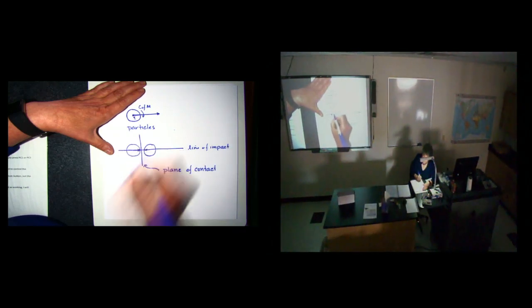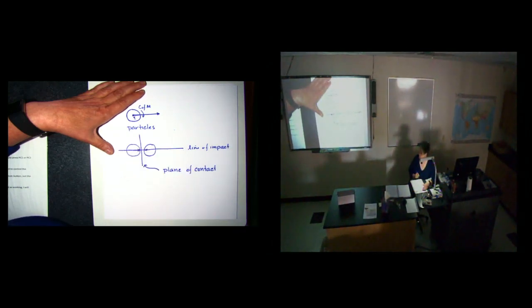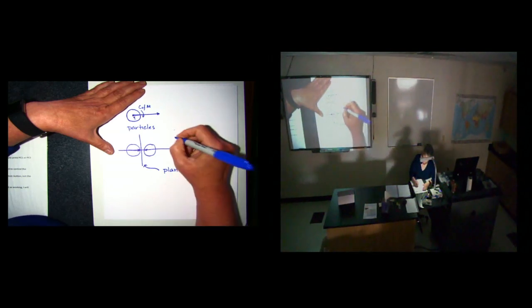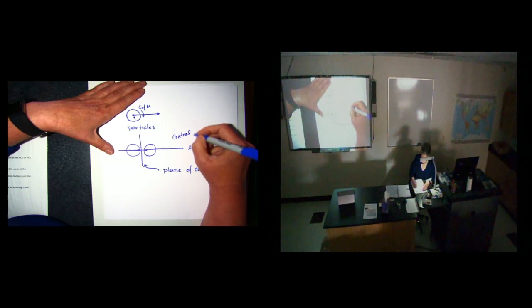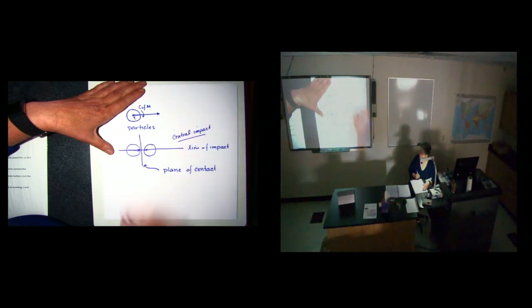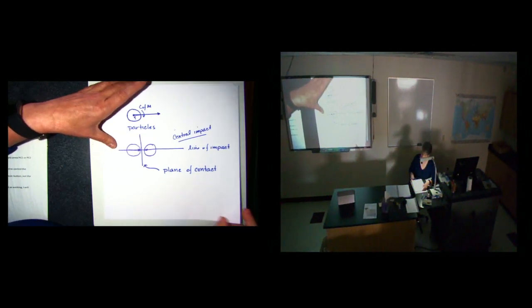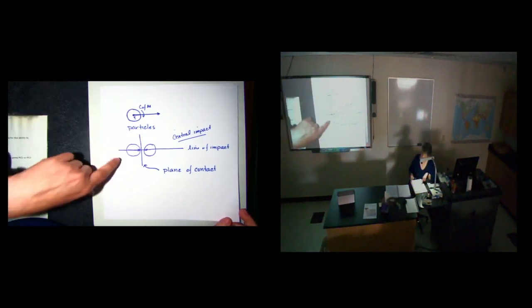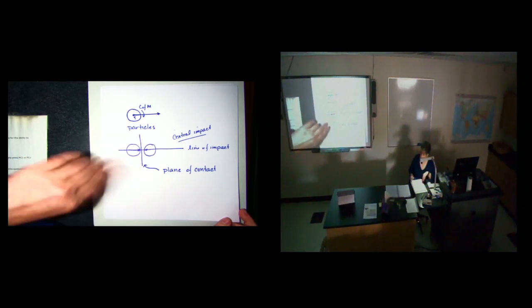And that's when the direction of motion of the centers of mass is along the line passing through the center of mass. So that's going to get me our central type of collision. I can have a different one.